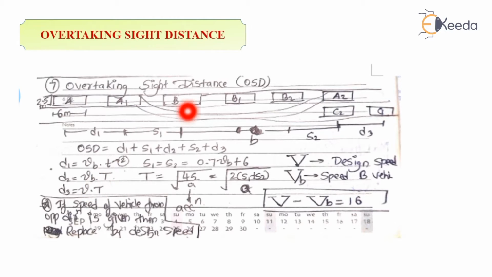And D2 is VB into capital T. VB is the speed of vehicle B, and capital T is nothing but square root of 4S by A. I have written the S formula here, 0.7 VB plus 6, which is equal to square root of 2 into S1 plus S2, S is nothing but S1 plus S2, upon A. A is the acceleration of vehicle A. So these are our empirical formulas, and D3 is nothing but V into T. Here V is the speed of the C vehicle, that is the speed of the front vehicle, and T is nothing but this T, which I will calculate.